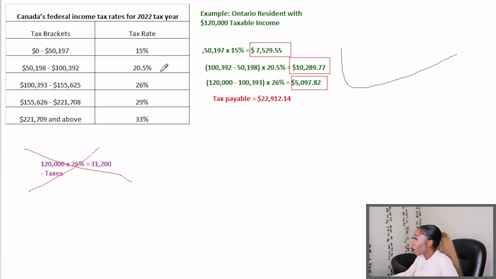Okay, so after the federal income taxes have been calculated, then we would also have the calculation for the provincial taxes. So let me quickly do the provincial taxes and I'll be right back.